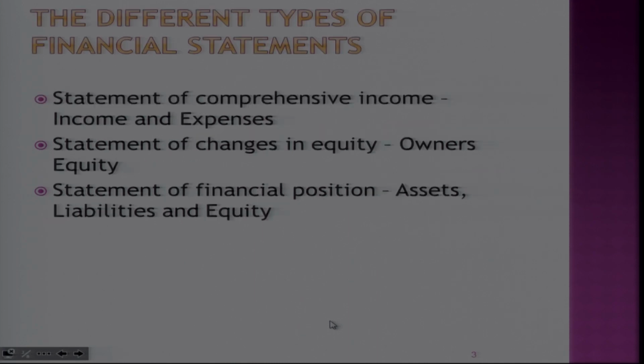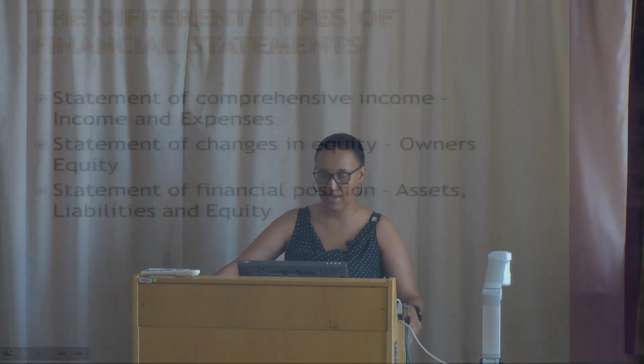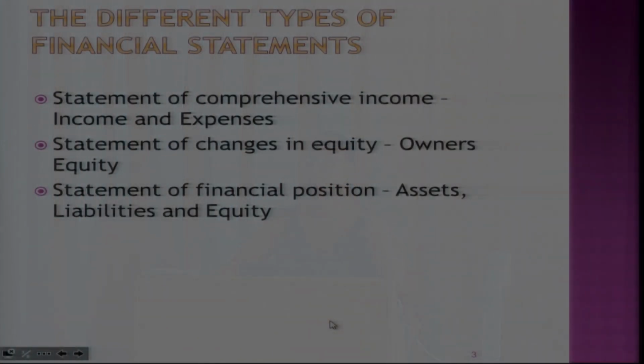So the different types of financial statements, this is not the only 3. There is more, but these are the 3 that we're going to work with. It's the statement of comprehensive income. In this statement, you only use income and expenses, and you want to calculate if the company had made a profit or a loss. Now the loss is in a bracket just to indicate that it is a negative.